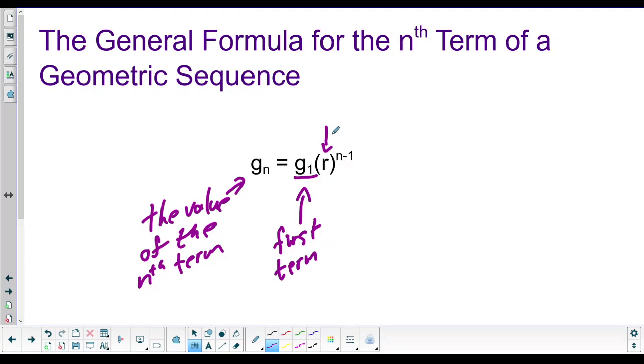R is your common ratio. Just because it's a geometric sequence, it has a different name. But this is the number that you are multiplying by every time, the common ratio. And then n is your term number, which just means if you're looking for the fifth term, n is 5. And then the -1 so that you don't accidentally multiply 1 too many times.